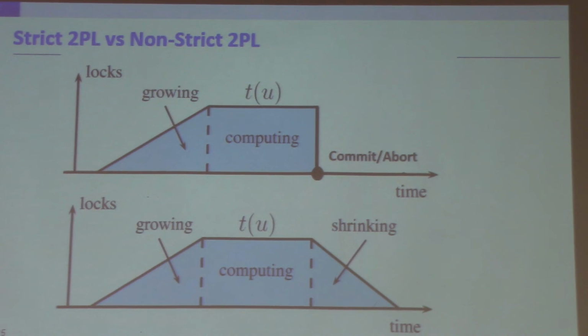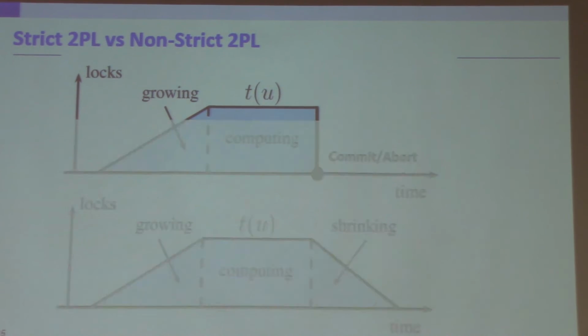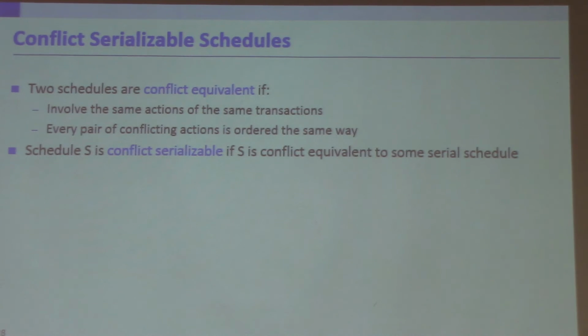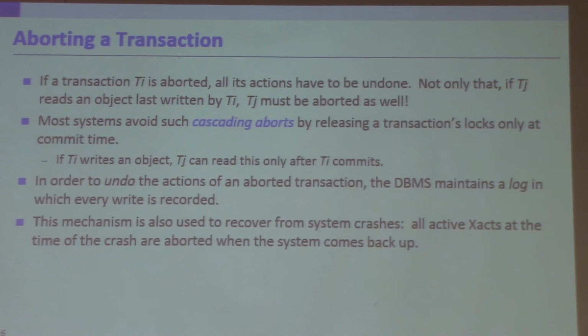And the bottom line is both protocols allow serializable schedules, but non-strict two-phase locking may permit cascading abort. So aborting your transaction. So how do you abort a transaction? Okay, let me talk about this and I will stop. If transaction Ti is aborted, all its actions have to be undone. So how do you undo a transaction? Well, you use something called a log. We will talk about that in the next lecture slides.